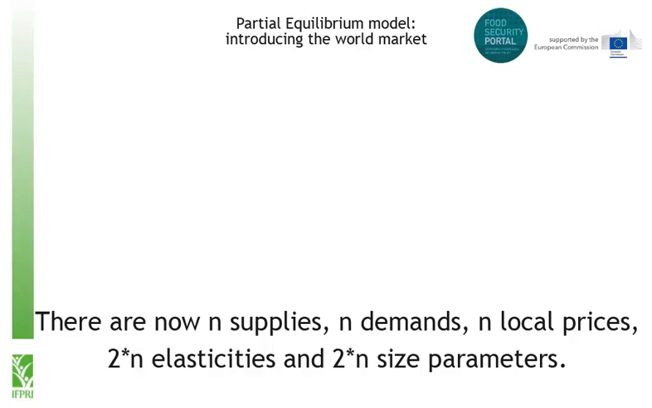And we have also 2 multiplied by n elasticities. Why? Because we have supply and demand. So 2 functions and 1 elasticity for each function. I remind you that we keep the isoelastic form of these functions. And we will have also 1 size parameter for each function. So here we have 2 times n size parameters.